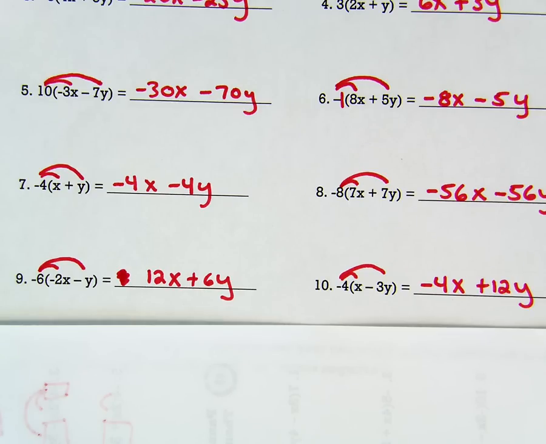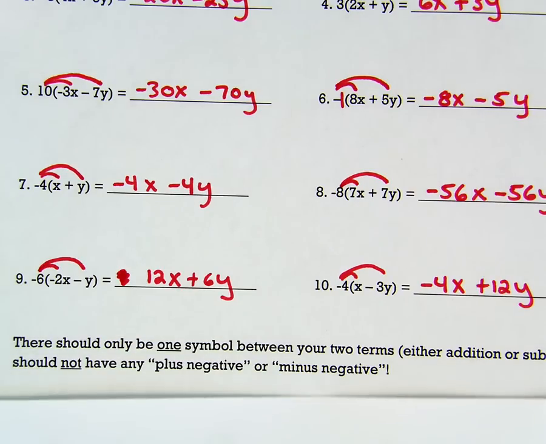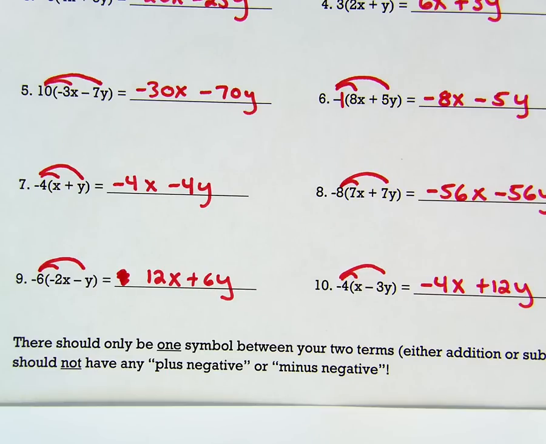Now notice how in all of these I do not have a minus or a plus and a negative. If I ever have a plus and a negative, it's the same thing as subtraction, so I want to make sure I include that in there. So there should only be one symbol between your two terms, either addition or subtraction. You should not have any plus negatives or minus negatives.